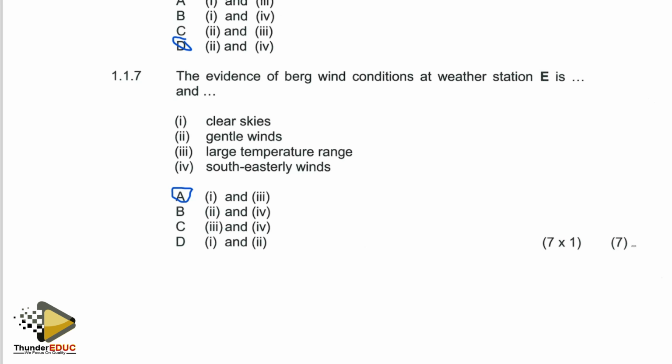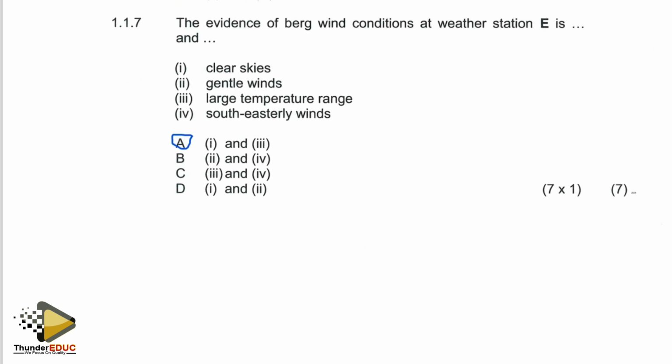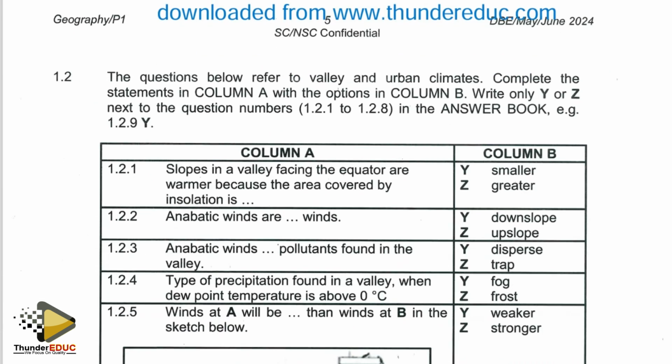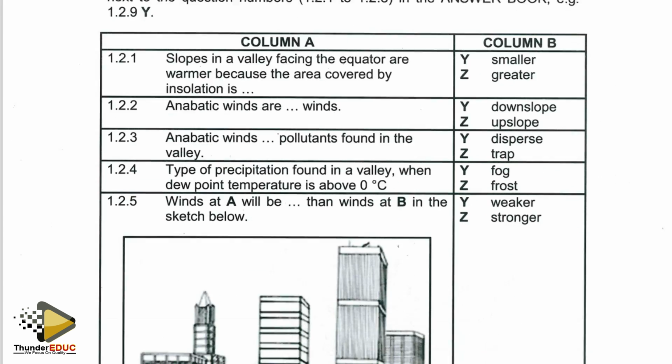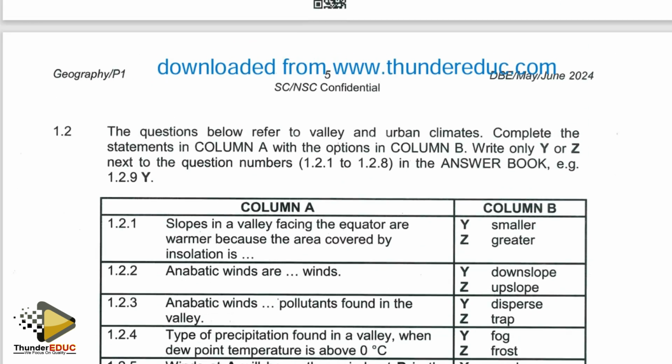Right. That was question number 1.1. Then we proceed to item number 1.2. Basically, it's a question which is based on urban climates.